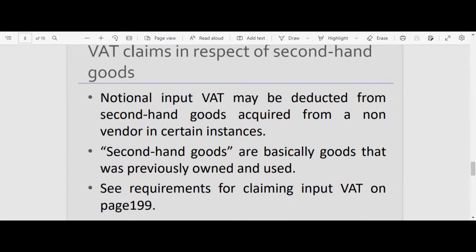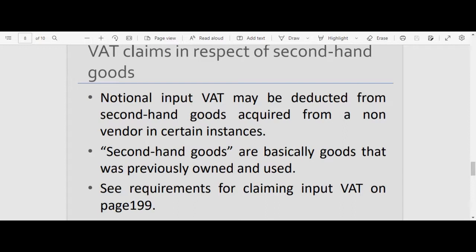So they created a special section of the Income Tax Act that deals with notional input tax VAT. Notional input tax VAT means the VAT hasn't actually been charged by a registered vendor to us as a business because we purchased it from a private citizen, but we are allowed to claim a so-called imaginary input tax credit.